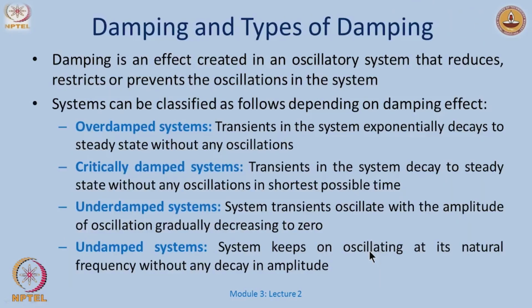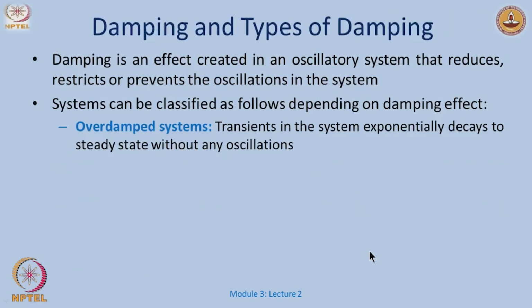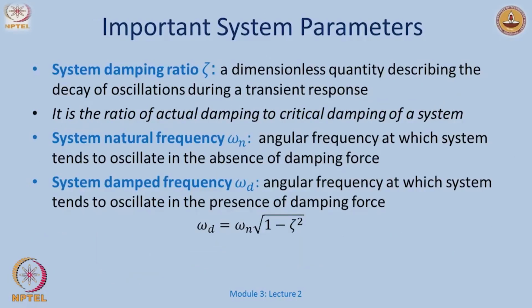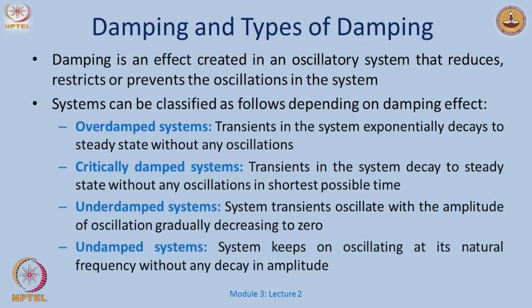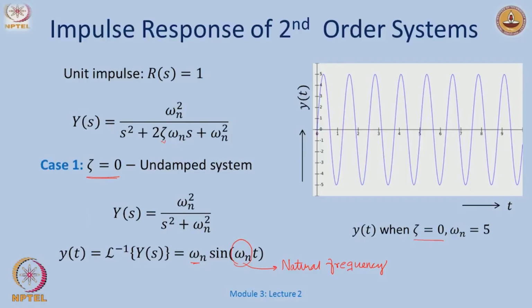So, where did we define that? Yeah, this is the system natural frequency, the angular frequency at which the system tends to oscillate in the absence of a damping force. That is exactly what we did now. There is no damping force, zeta disappears, and then naturally my system just oscillates. So, this is the natural frequency when there is no damping.